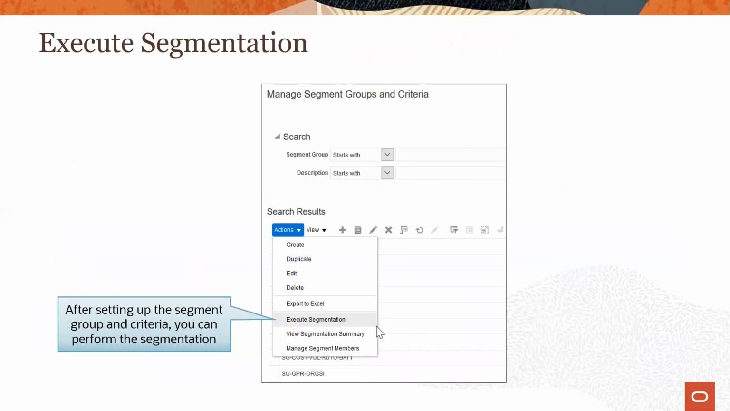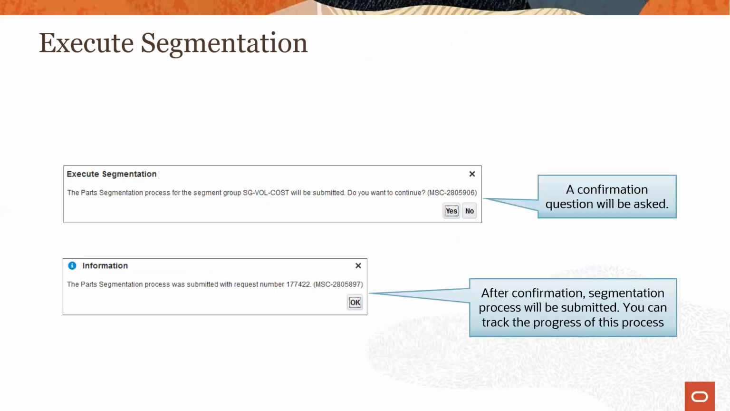After setting up the segmentation group and criteria, you can perform the segmentation by running execute segmentation process. You will be provided with the process or request number. You can track the progress of this process using the request number under tools schedule processes.